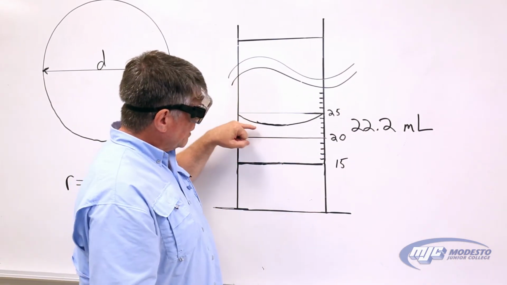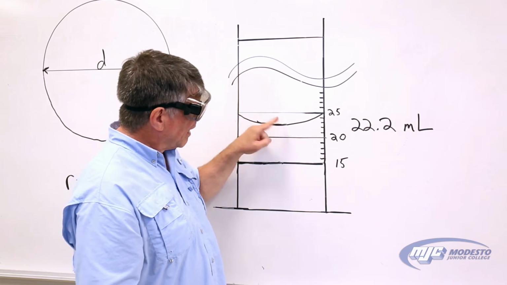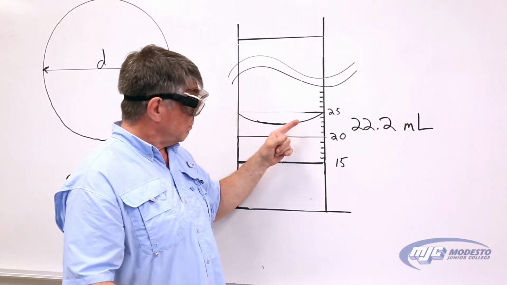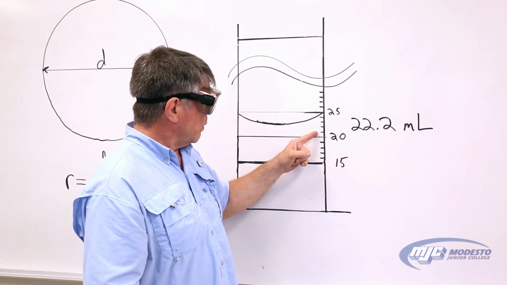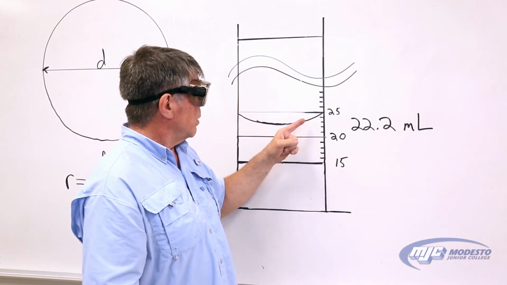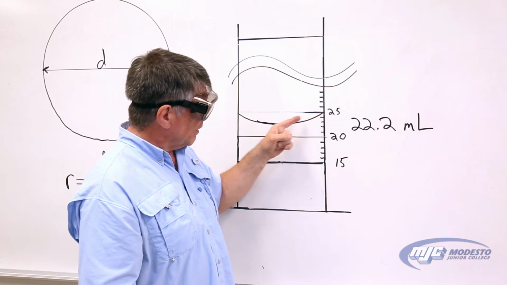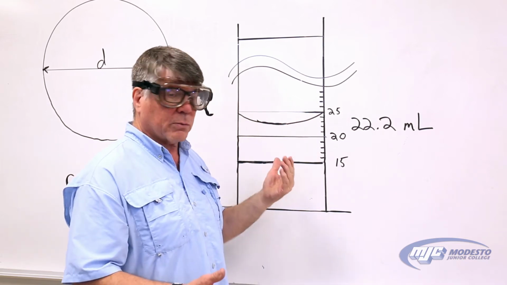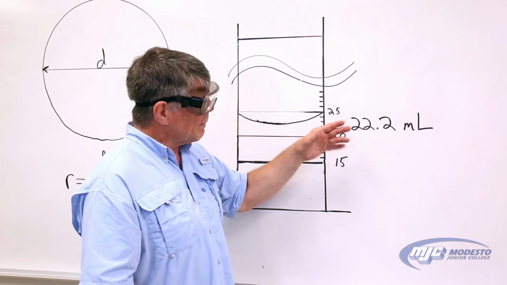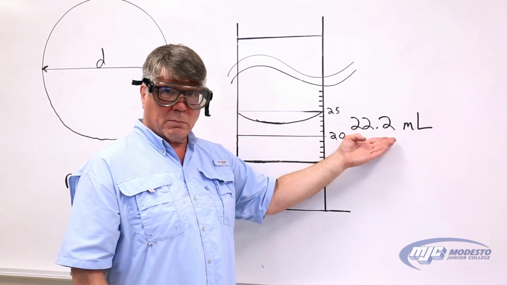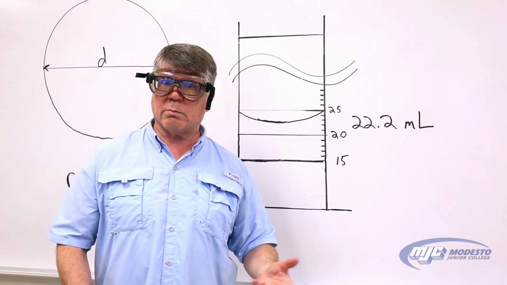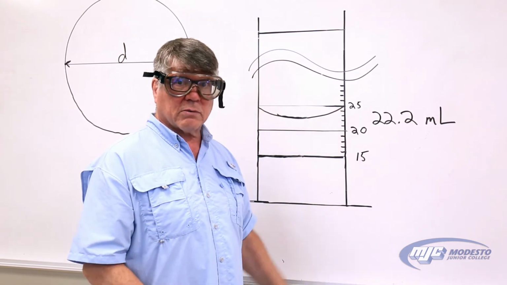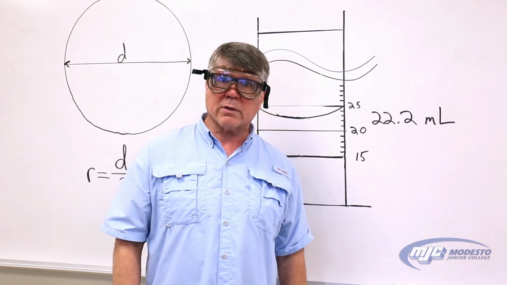So if I were reading this, I would say, all right, the bottom of this meniscus is between 20 and 25. So it's come down here, 21, 22. So it's past 22, but not quite to 23. So now we estimate to the 10th place how far it is between the 22 and the 23. So I'd say it's about 22.2 milliliters. But again, if you said 22.3 or 22.4, I couldn't argue with you. And that's all there is to that. So why don't we come over here and get started.